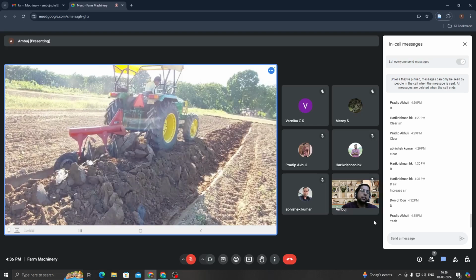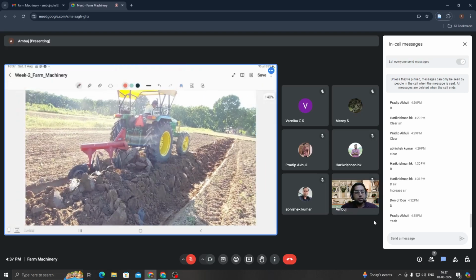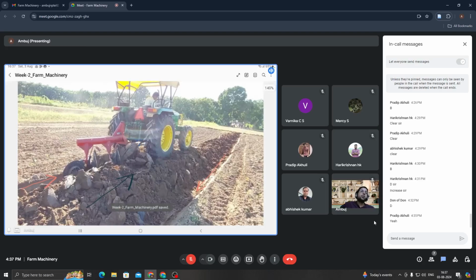Tractor will reverse, then the implement will be pulled. Okay. So, if you see in this particular picture here, this is my tilled soil. This one is also my tilled soil, but this one is my unplowed soil. Okay. Why is it unplowed? Because layer over layer it got deposited. It was never tilled.